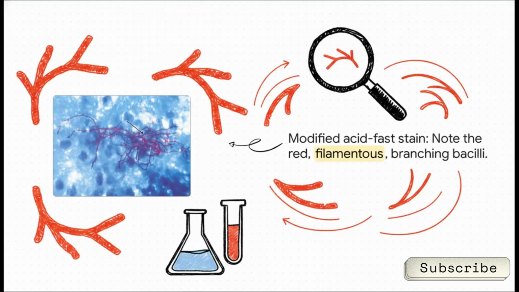And here it is. This is the money shot for diagnosis, the modified acid-fast stain. Now, this uses a weaker decolorizer, like 1% sulfuric acid. You have to be able to identify this classic appearance, these beautiful red, branching, filamentous bacilli against a blue background. This picture is the very definition of partially acid-fast.